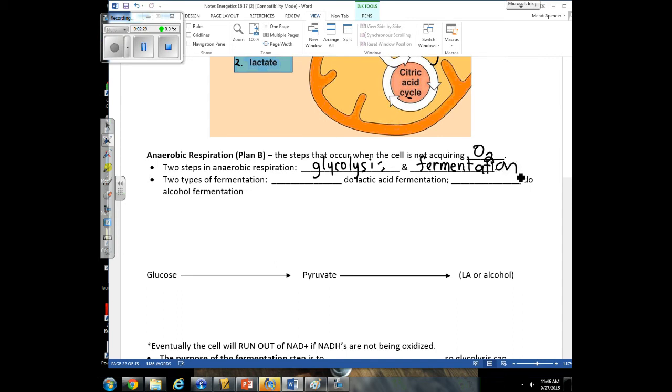Again, there's two types of fermentation. Animals and some bacteria are capable of doing lactic acid fermentation when they're lacking oxygen. And yeast, which is a fungi, when they're lacking oxygen, they will switch over to alcohol fermentation.